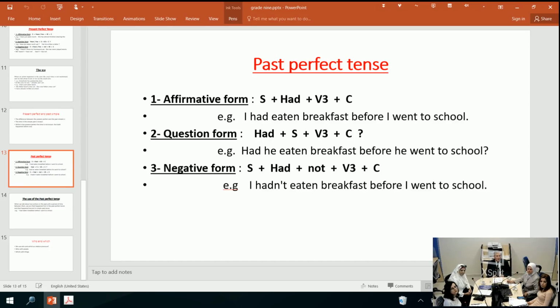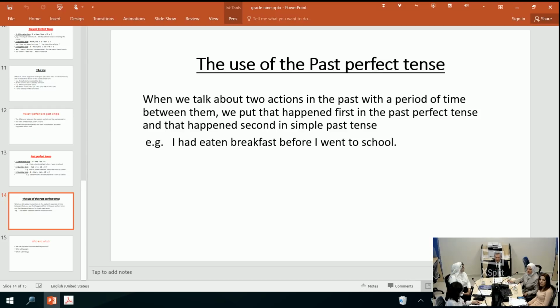The negative: subject plus had plus not and verb 3 and then the complement. For example, I hadn't eaten breakfast before I went to school. Before I went to school, I hadn't eaten breakfast. We just put not after the auxiliary had.